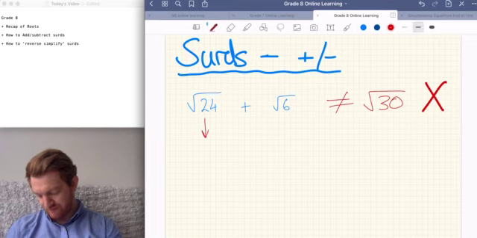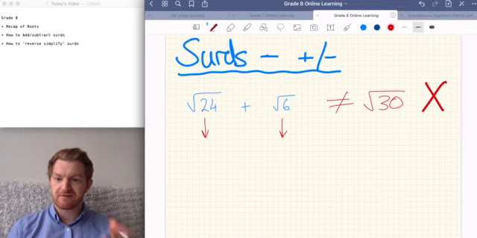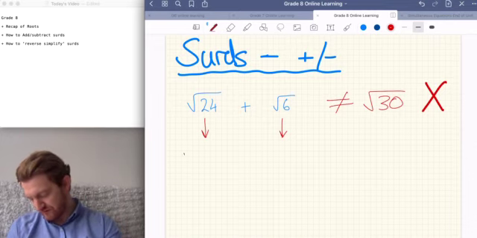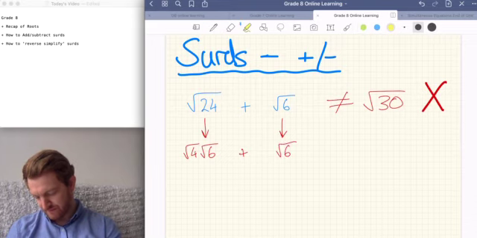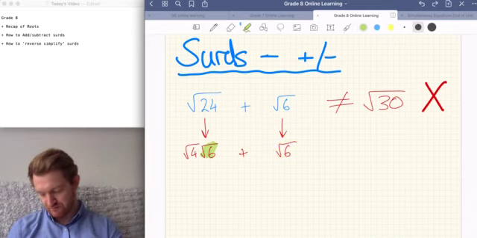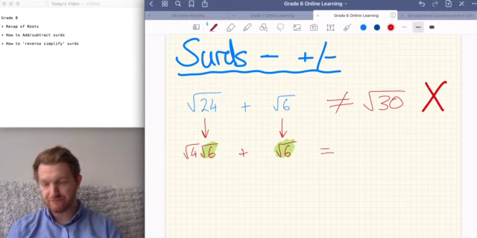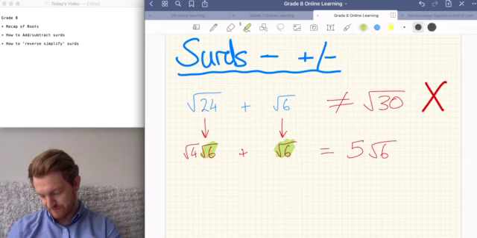Now, what we could say about 24 is that 24 can be split up, like we were doing in the simplifying, into 2 separate factors. 24 can be written as 4 times 6. 4 times 6 is 24. So now we have a situation where we have a root 6 and a root 6. We've got the same roots. Once you've got this situation, then we can simply say, well, that gives you 4 plus another 1. You've got 5 root 6s. And you can see we've got that common thread of the root 6s.